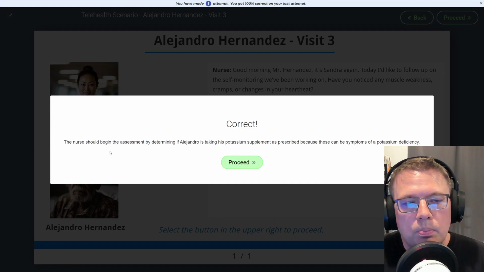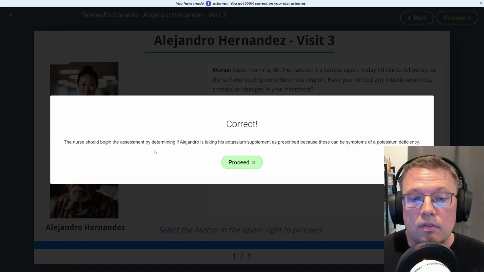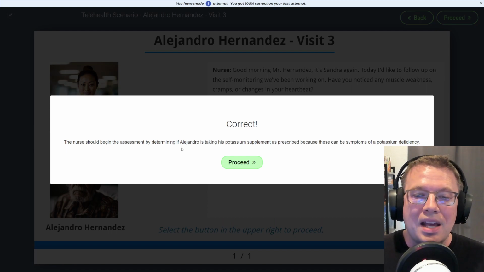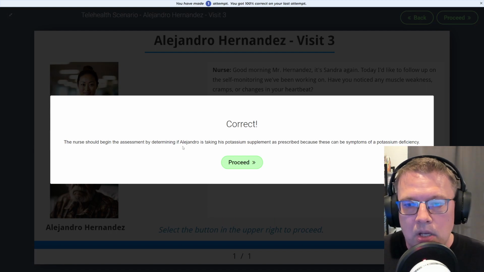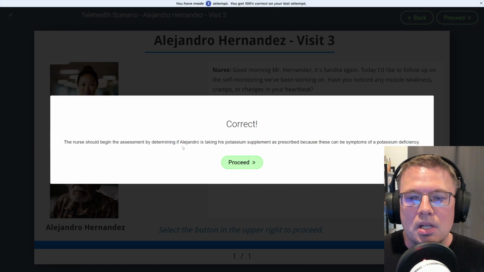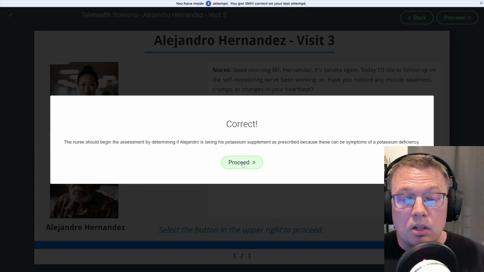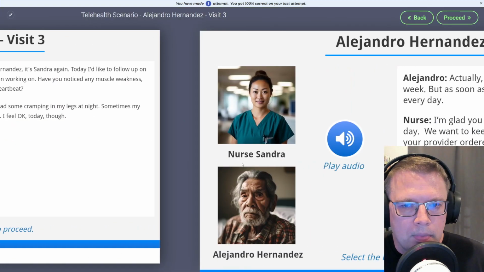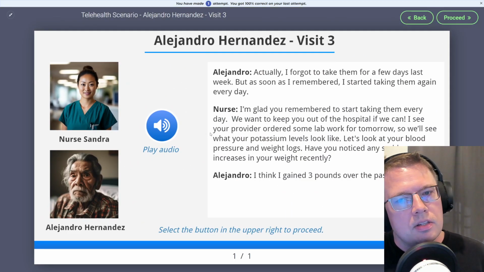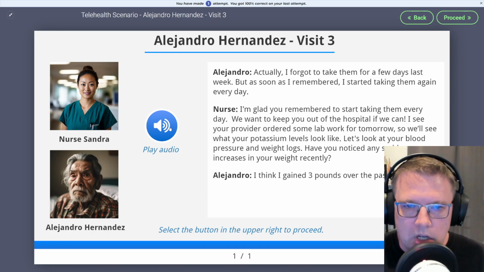The nurse should begin the assessment by determining if Alejandro is taking his potassium supplement as prescribed, because these can be symptoms of a potassium deficiency. I got a little bit of rationale for my correct answer. I'll proceed to the next stage, and let's hear the next part of the phone conversation.